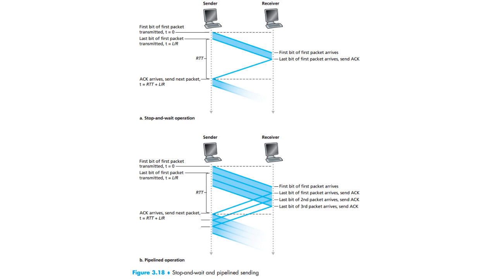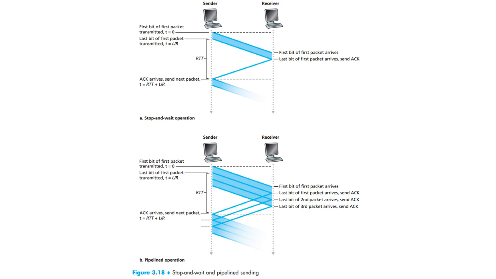Rather than operating in stop-and-wait manner, the sender is allowed to send multiple packets without waiting for acknowledgements, as shown in figures 3.17b and 3.18b. If the sender is allowed to transmit 3 packets before having to wait for an acknowledgement, the utilization of the sender is essentially tripled, since the many in-transit packets can be visualized as filling a pipeline. This technique is known as pipelining.